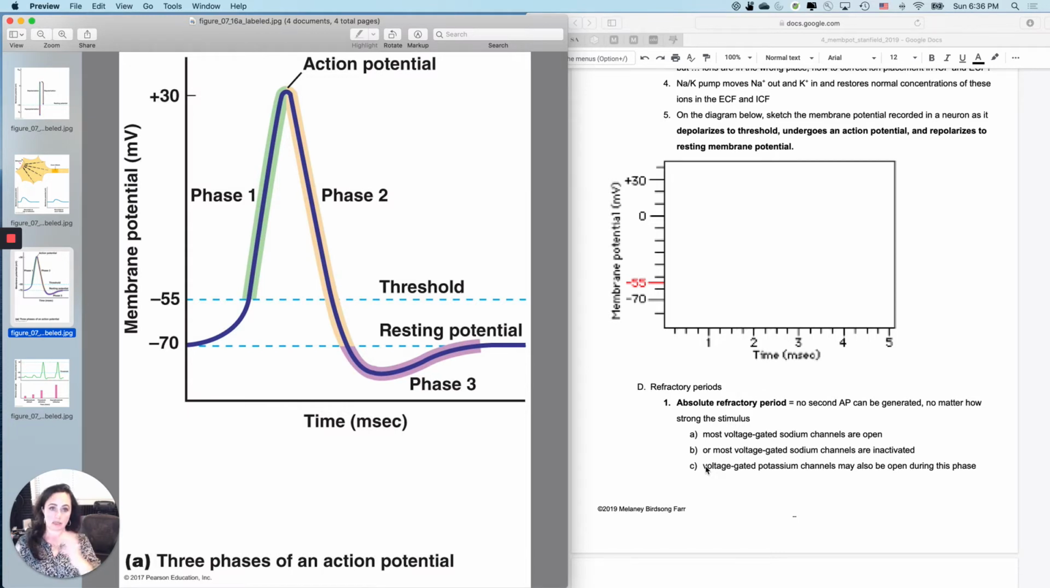So let's read. On the diagram below, sketch the membrane potential recorded in a neuron as it depolarizes to threshold, undergoes an action potential, and then repolarizes to resting membrane potential. So lots of information in there. And of course, I'm going to ask you what kind of channels are involved in every single place because I'm annoying like that. So let's do this together.